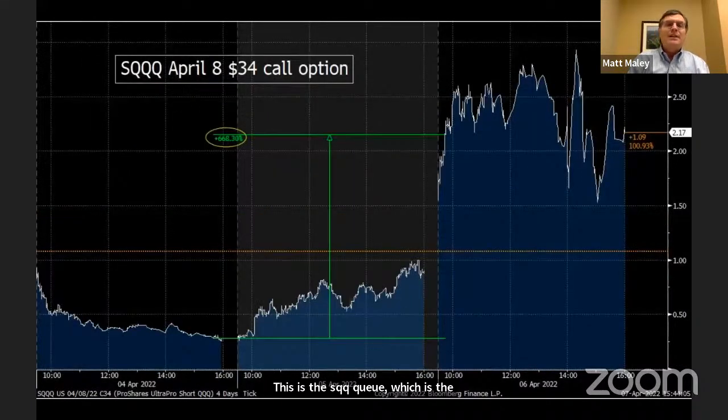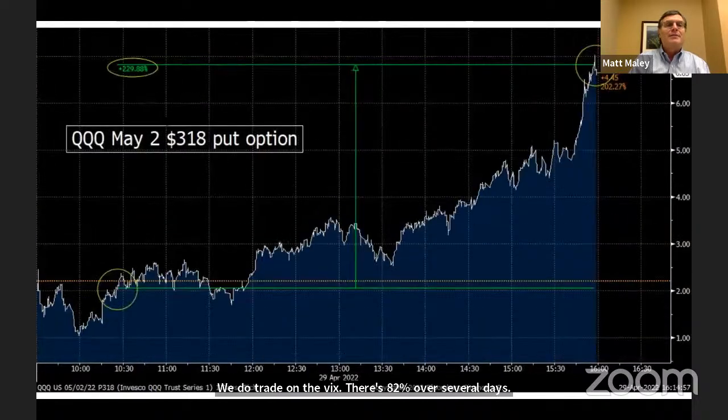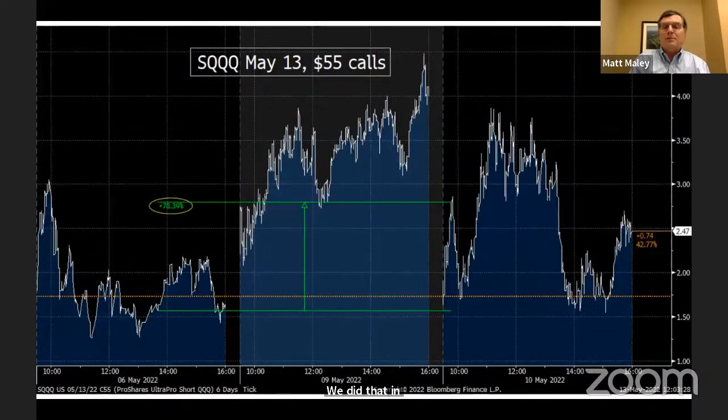And we just, there's another one. This is a QQQ. We do trade on the VIX. There's 82% over several days. We did that in May. I just want to try to get something away from the QQQs, but you can see here the QQQ, 71%. Here it's 78%. Some of them are really big, some not so much.